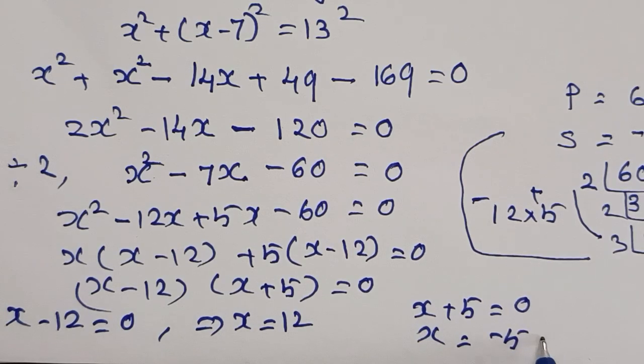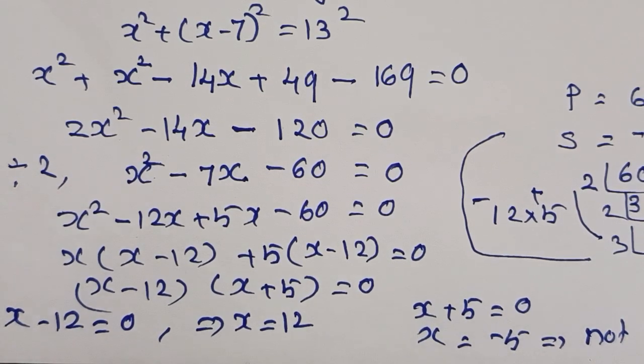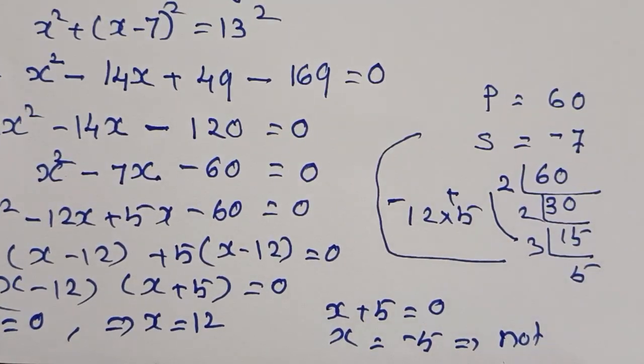x equal to minus 5 is not possible since it is the side of the triangle. Negative values are not possible. Therefore here the answer is not possible.